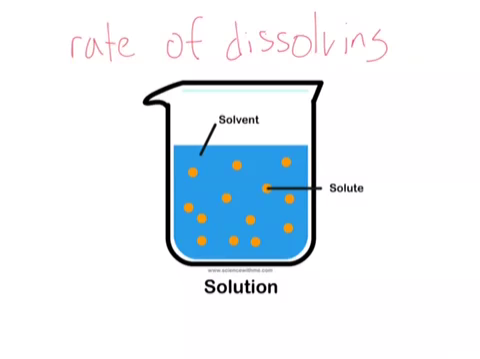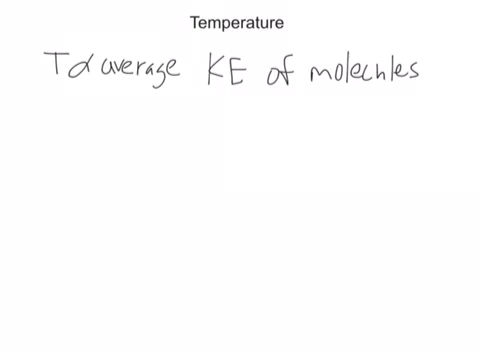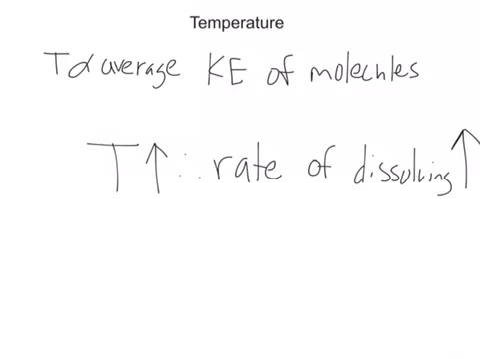The rate of dissolving is the speed with which the solute dissolves in the solvent. The temperature affects the rate of dissolving. The higher the temperature, the higher the average kinetic energy of the molecules. Then, the intermolecular forces are more easily broken, and solvent-solute forces are easier to form. So, the process happens quicker. Therefore, the higher the temperature, the faster the rate of dissolving.